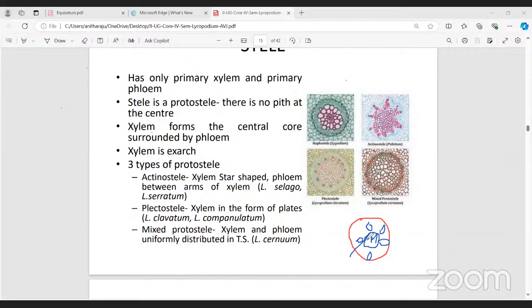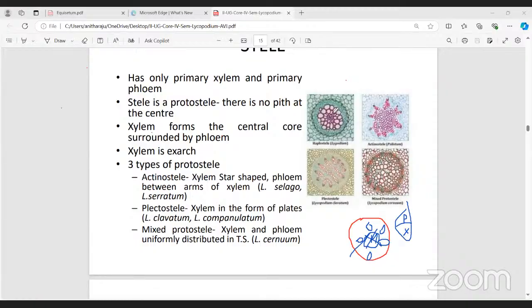The pith is absent, no pith, and no ring of vascular bundles. Here there is a clear ring of vascular bundles. In each vascular bundle, a cambium is present between xylem and phloem, phloem on the outer side, xylem on the inner side. So this is the arrangement. But in protostele, only xylem and phloem are present. There is no cambium, there is no pith.